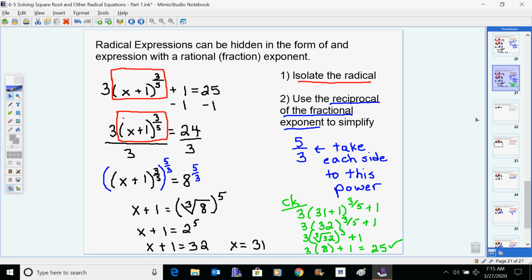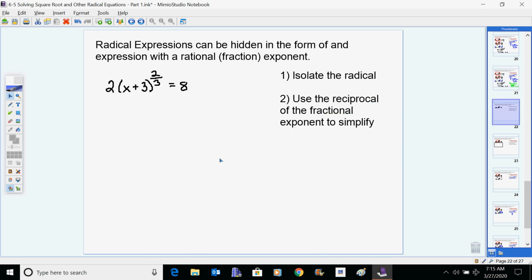I think we have just a little bit more here to go through. And then you'll get a chance to work on your assignment, hopefully get that out of your way, and have a good weekend. All right, once again, we've got a radical to isolate. The radical includes the thing with a fractional or rational exponent. So x plus 3 to the 2/3 power. Try this one on your own if you would, pause it and see if you can get this without help.